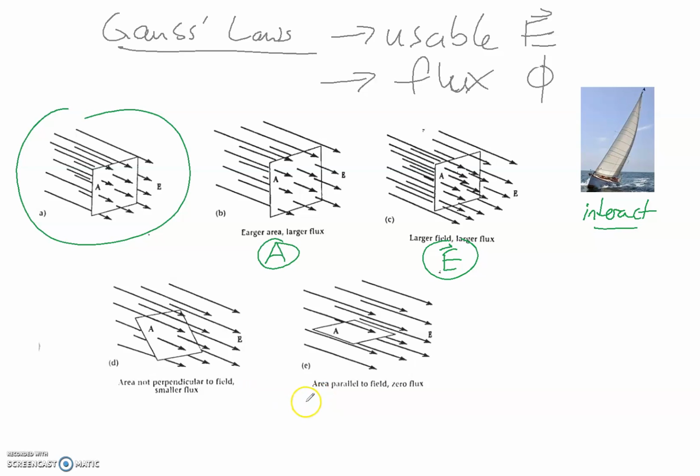And the bottom two pictures here are about the orientation. It's the angle that is important. Just like for a sailboat, you will angle a sail in different ways in order to get different effects and different amounts of interaction.